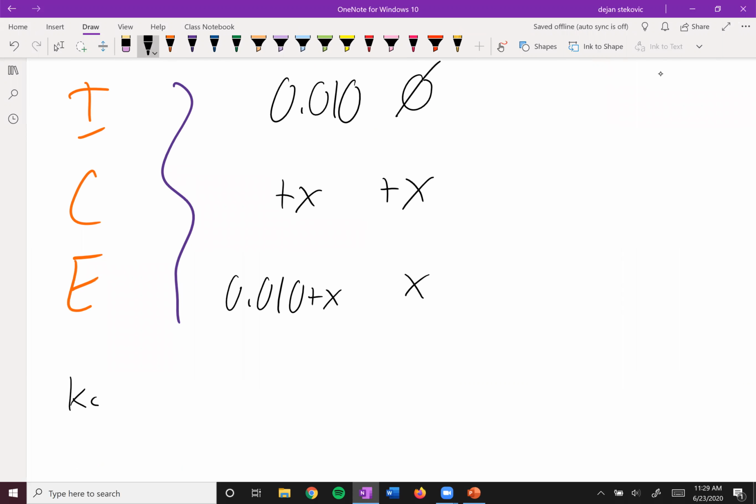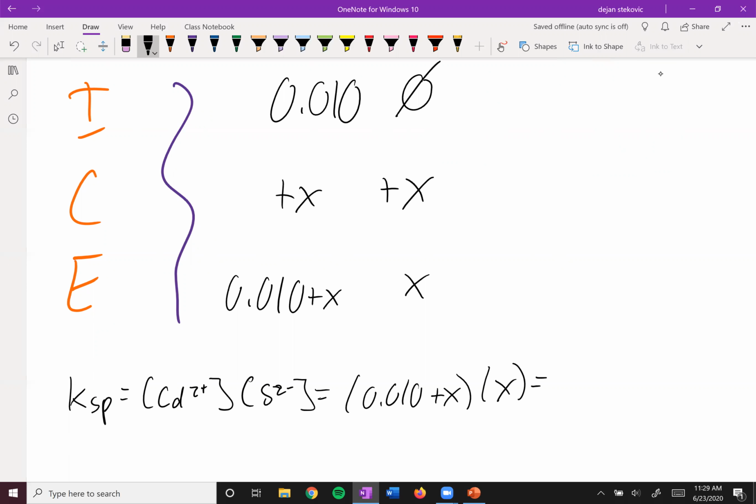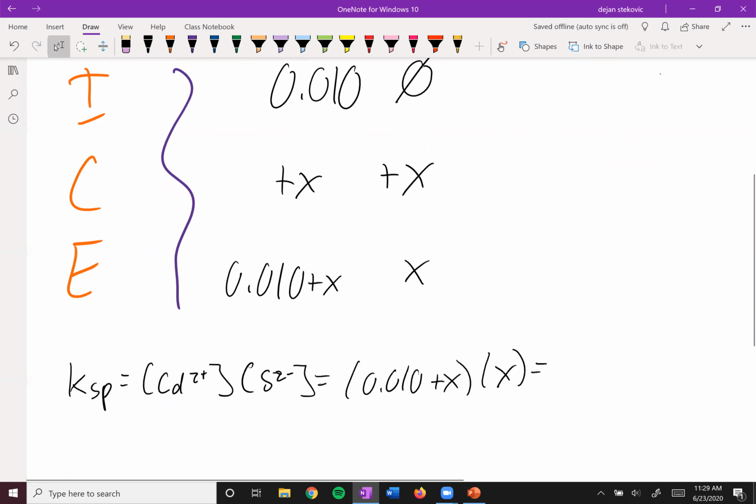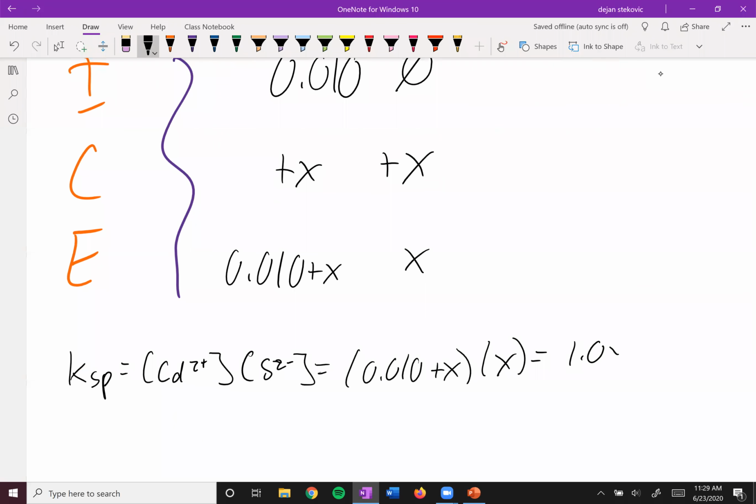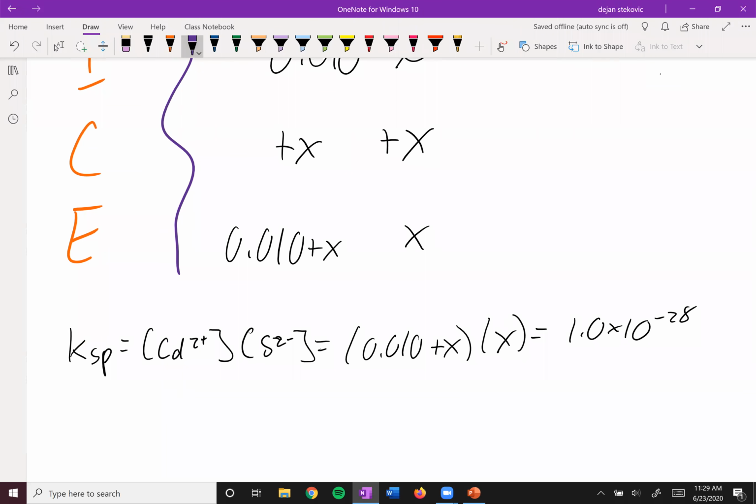We can then write our Ksp is equal to the concentration of the cadmium times the sulfide. Plug in our values, and we know that it's equal to 1.0 times 10 to the negative 28.